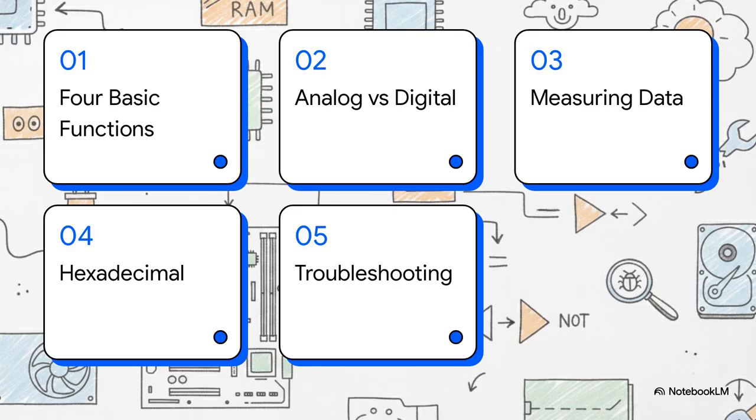So, here's our roadmap for today. We are going to look at the four basic functions of every computer, compare analog and digital data, figure out how we measure storage and speed, completely demystify the hexadecimal system, and then finish up with some practical IT troubleshooting.